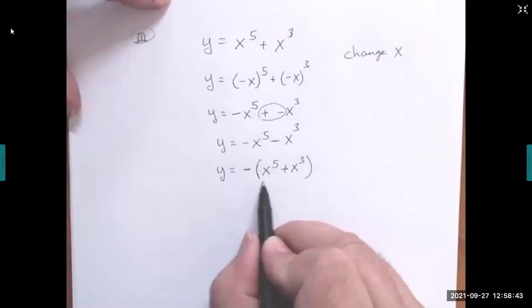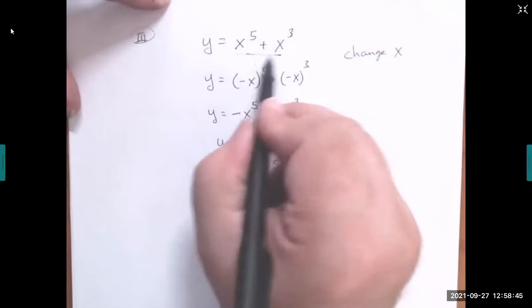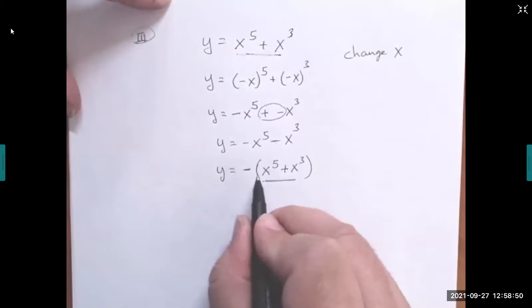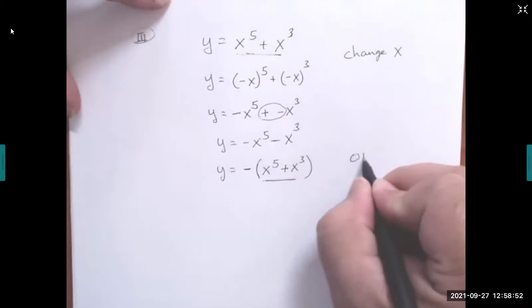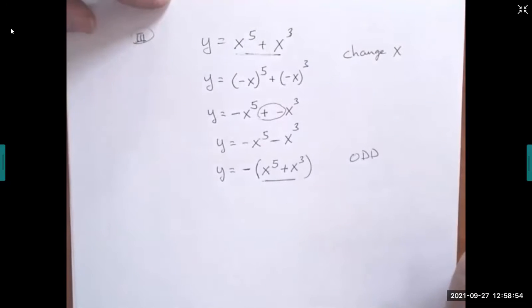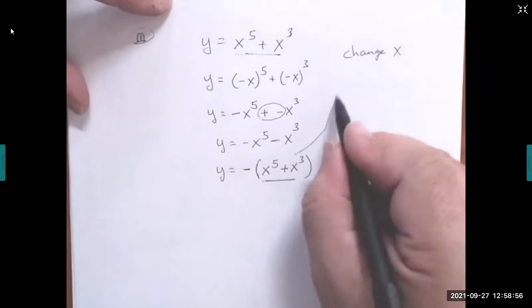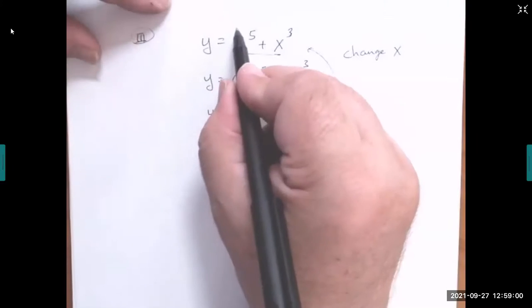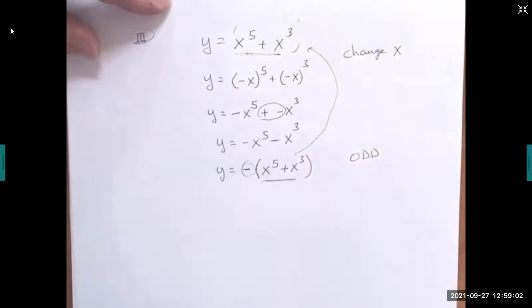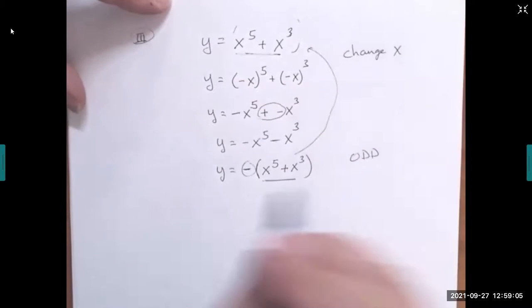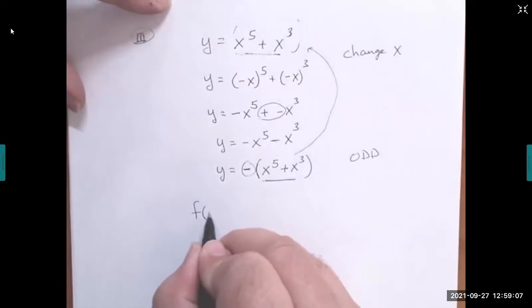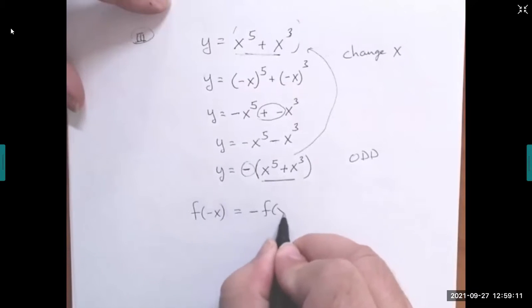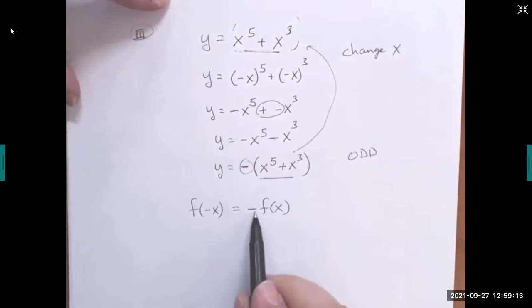So if you look, this is your original equation, but it's negative. It made the function negative, which makes it odd. This part is still there. The signs are different. This one's positive. This one's negative. Remember, to be odd, if you change the sign of x, it changes the function.